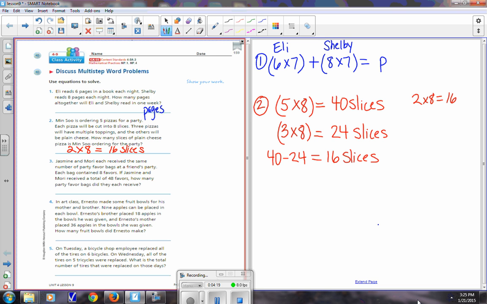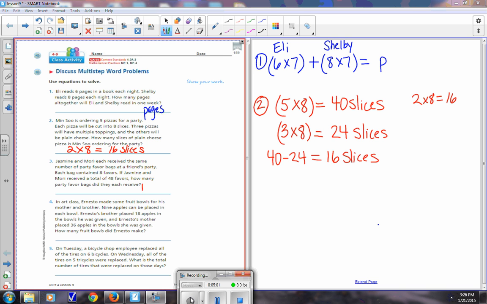I'm going to read number 3 to you, and I'm only going to give you what you're looking for. And then you're going to have to put it into Google Drive. Okay, not Google Drive, Google Form. Okay. Jasmine and Maury each received the same number of party favor bags at a friend's party. Each bag contained 8 favors. If Jasmine and Maury received a total of 48 favors, how many party favor bags did they receive?